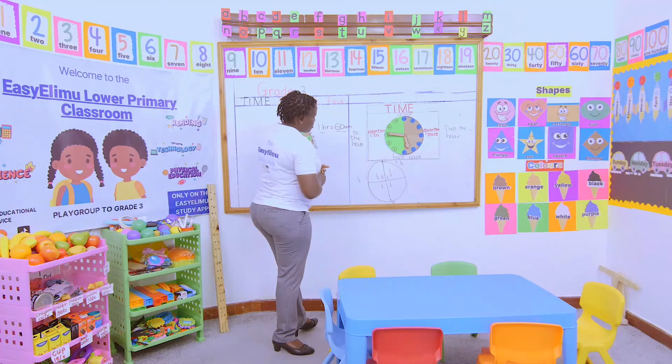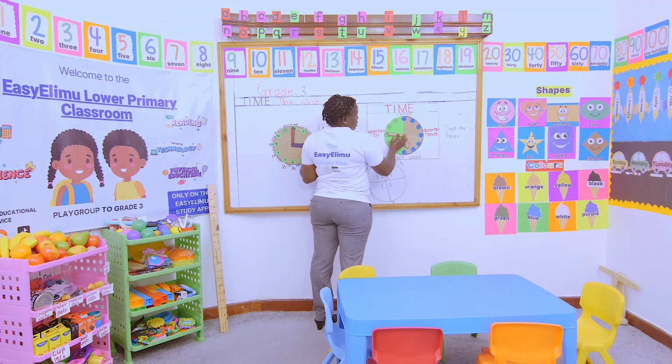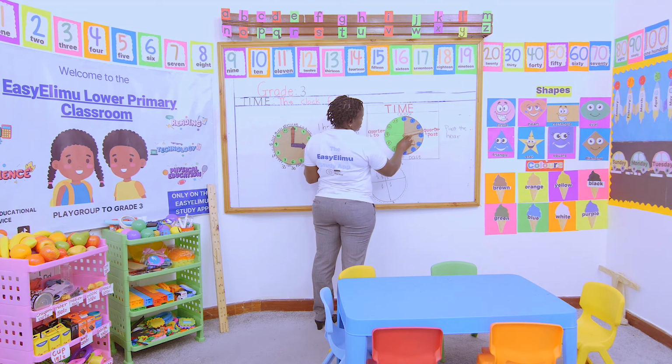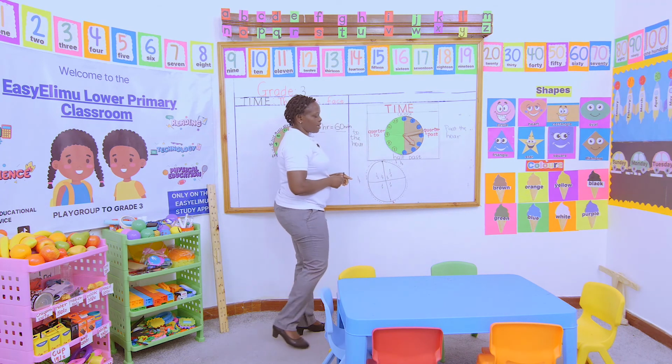So anytime you're given time, for example, now my time shows the short hand is at 7, then this one is at 12, we say it is to the hour. Then this side we are saying it is past the hour. The long hand is at 3, the short hand is next to 4. So we are saying it is past the hour.